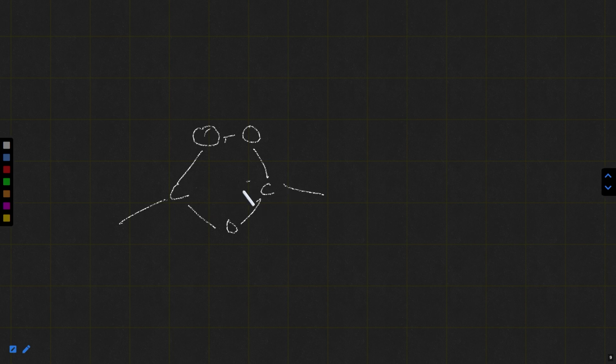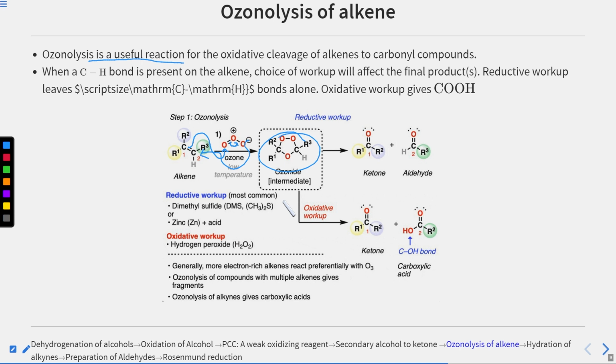Now after forming this, depending upon the nature of your workup, it will cleave this bond accordingly. If we use dimethyl sulfide, that is DMS, which looks like this, CH3 on both sides, or zinc plus acid, these are both reductive workups. In that case, you will get your ketone and aldehyde. If we use an oxidative workup like H2O2, it will give your ketone plus carboxylic acid.